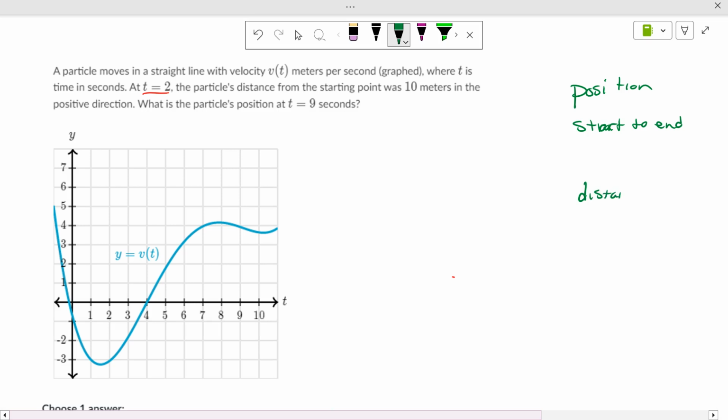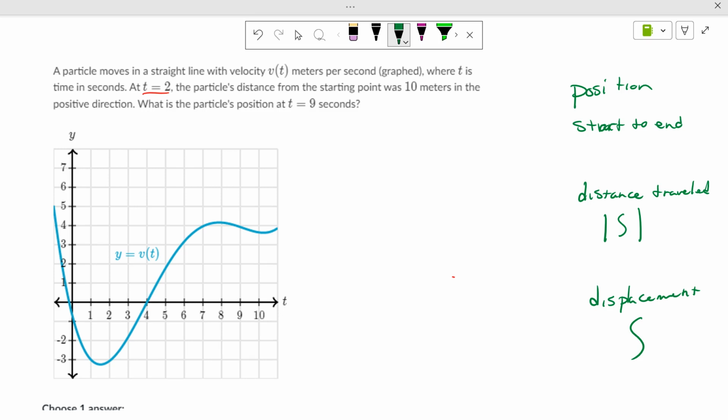Distance traveled is the absolute value of the integral, or the integral of the absolute value, however you want to say it. And then the displacement is just the integral. Displacement is where you start from, where you end, just from there.